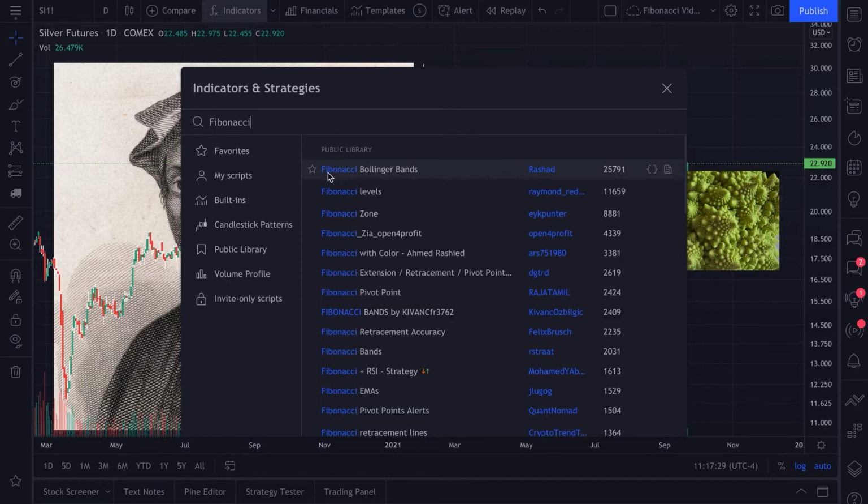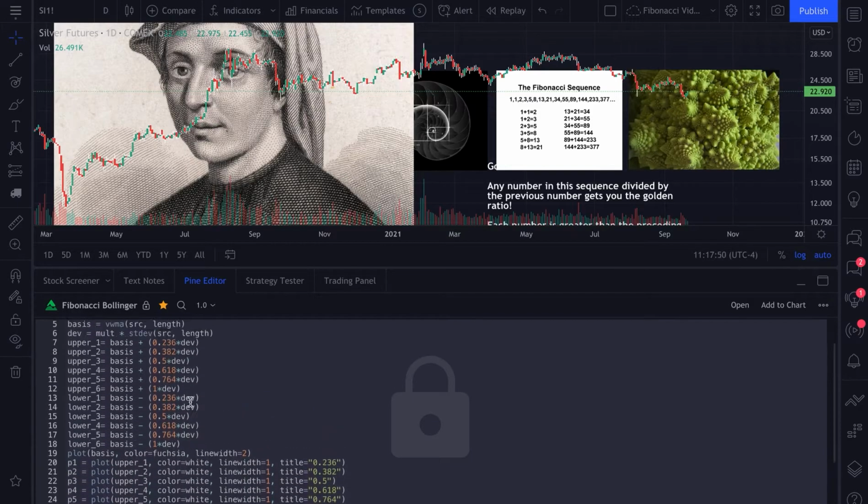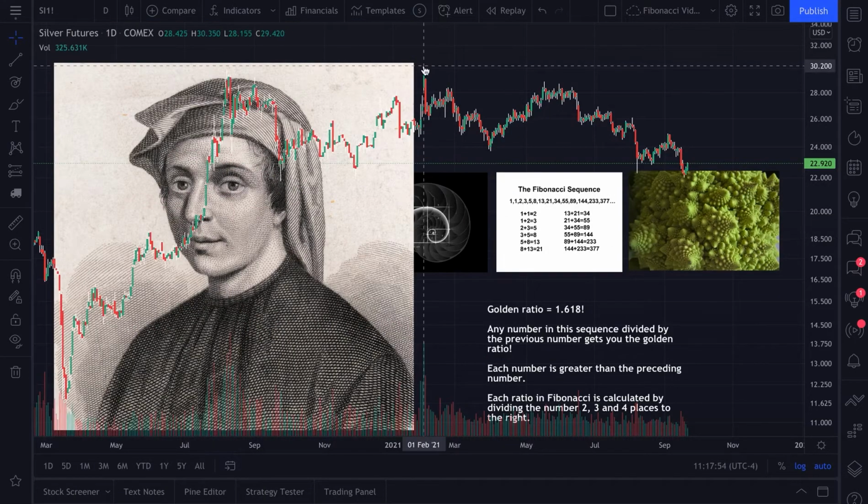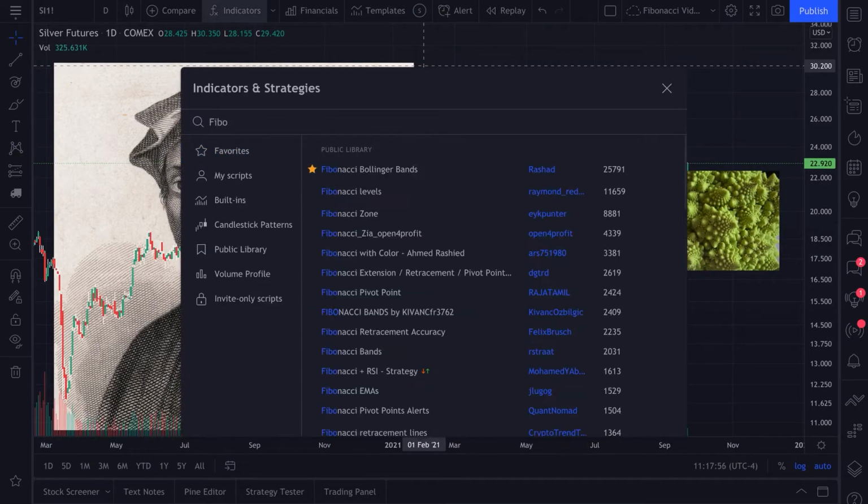For example, this says Fibonacci Bollinger Bands. It was coded by Retracement. It has 25,791 likes. You can click this to visit his profile. You can click this to read more about the indicator. You can click these brackets to dive into the source code. So how did he code it? He was generous enough to share that indicator with everyone, and you can also click it to add it to your chart.